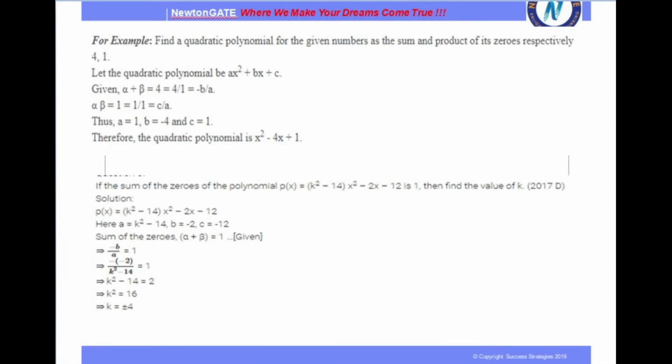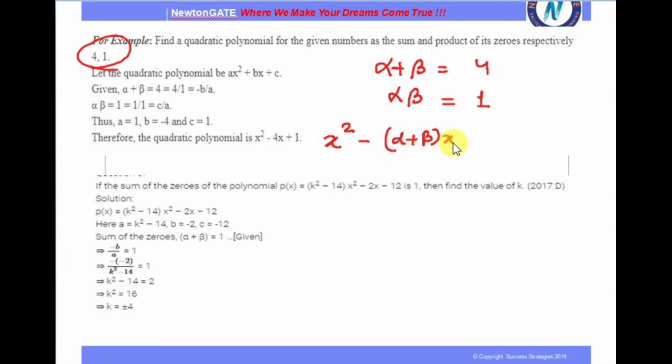Here I have taken another example. 4 and 1 are the zeros, and with that we have to make the equation. The equation is not given, we are just given the zeros. So alpha plus beta is equal to 4 and alpha beta is equal to 1. Now a general equation is of this form: x square minus (alpha plus beta)x plus alpha beta equal to 0. Now if we put the values in this equation, we get x square minus 4x plus 1 equal to 0.